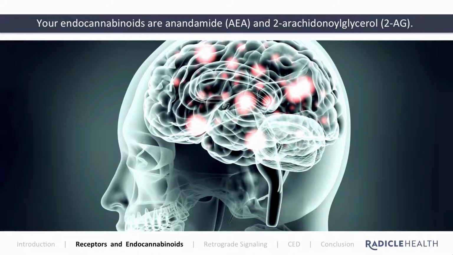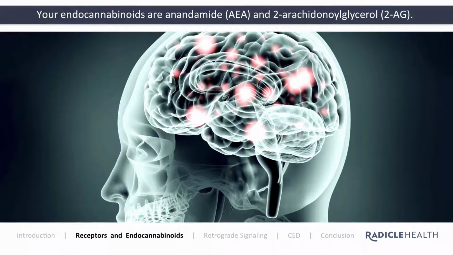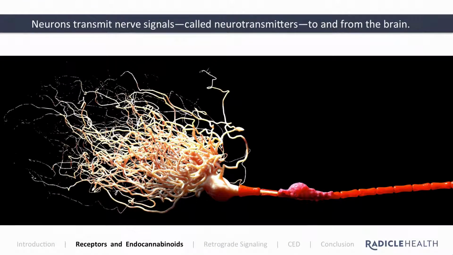These molecules have a local effect, are short-lived, and are degraded by the enzymes fatty acid amide hydrolase, or FAAH, and monoacylglycerol lipase. Our bodies contain nervous tissue, which is made up of nerve cells. One specialized type of nerve cell is called a neuron. Neurons transmit nerve signals through the body and to and from the brain.